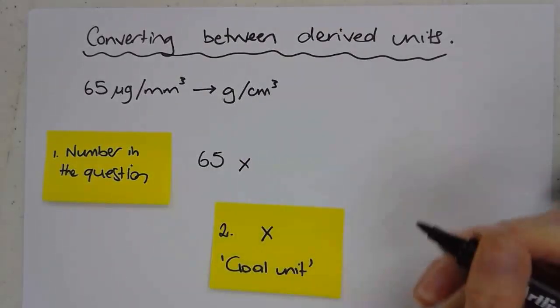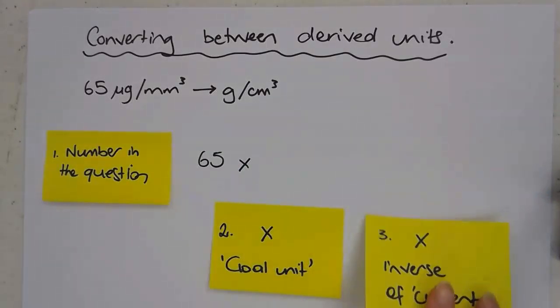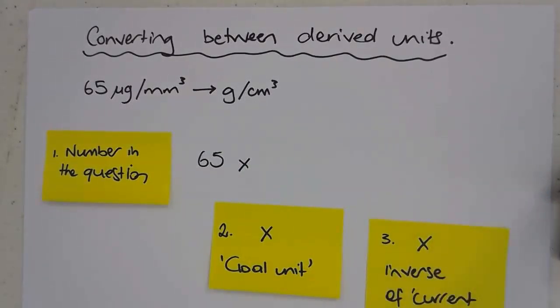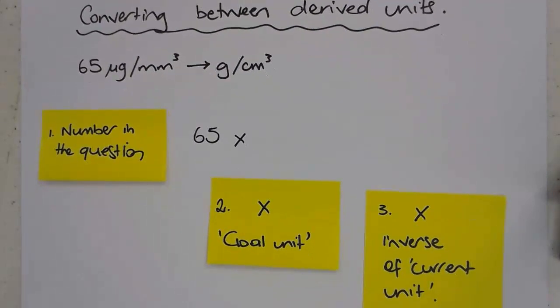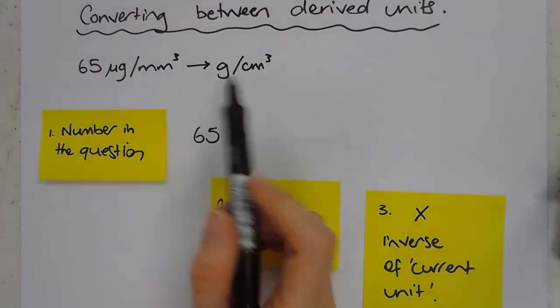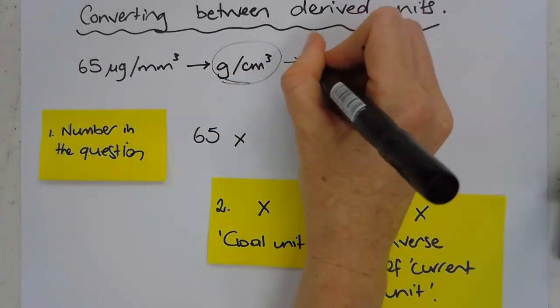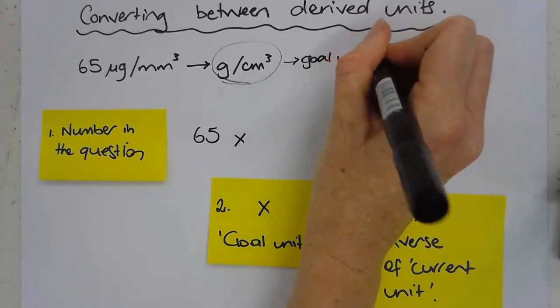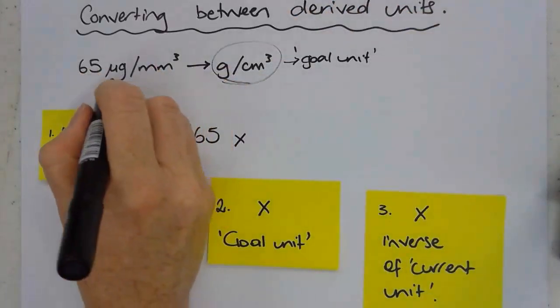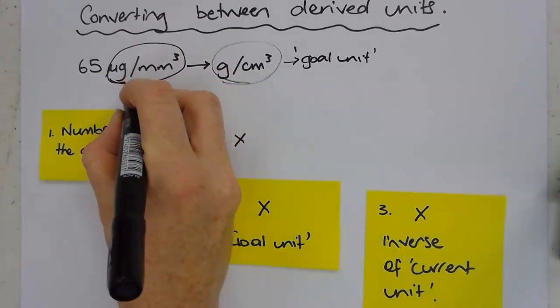So when we're talking about our units, I'll just pop the next step up as well. I've got two terms that I've labelled to help us understand the question. We've got our goal unit and our current unit. The goal unit is the unit that we want to have our answer in when we're finished. For this one, it's grams per centimeters cubed. And our current unit in this question is the unit of measurement that our number is in at the moment.